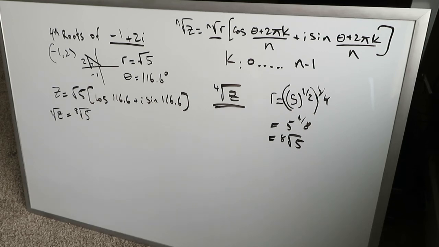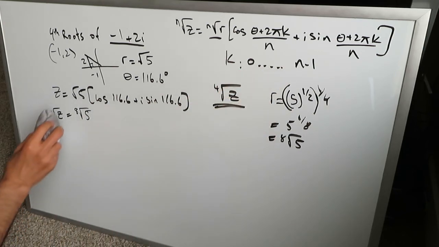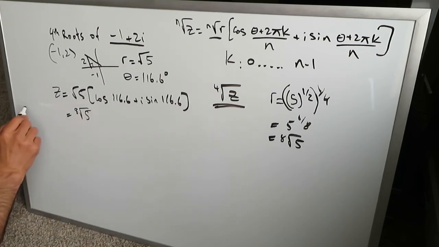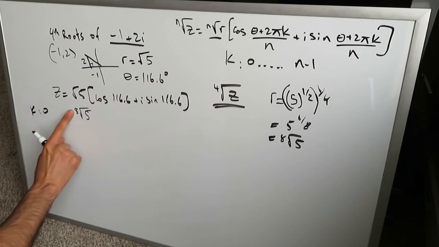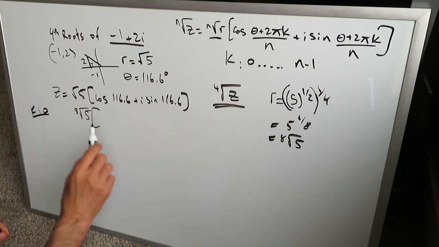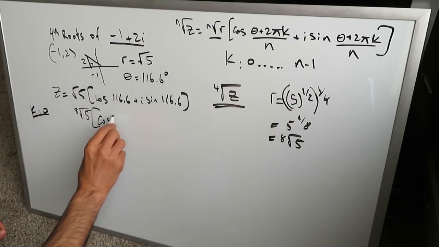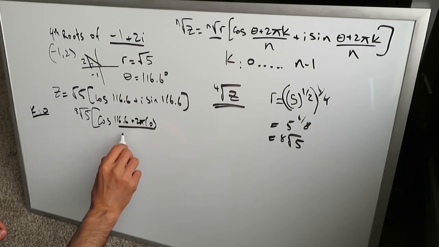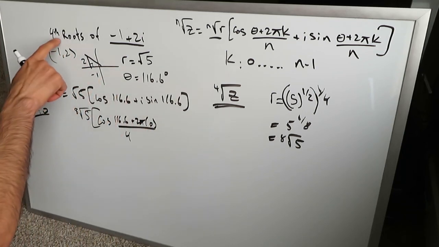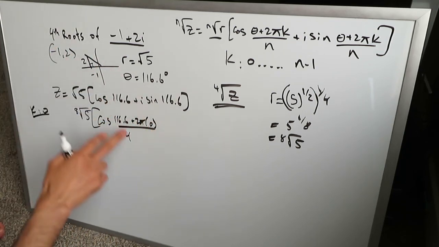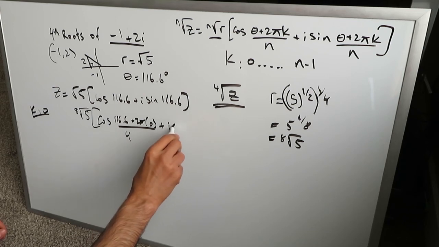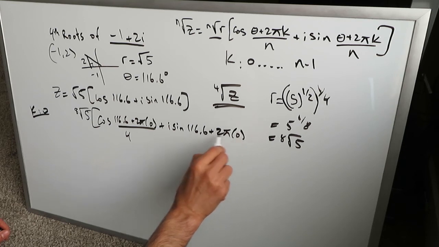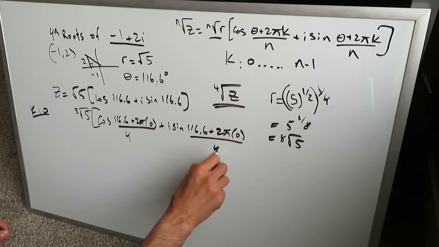Now let's bring in our k values. We know we're going to have 4 independent roots over here. So when the k value is 0, let's start plugging in the stuff. We have cosine of 116.6 plus 2 pi times 0 over n, which is 4. My n value over here is the roots you're determining. Fourth roots means an n of 4. Plus i sine 116.6 plus 2 pi times 0, which is 2 pi k over n, which is 4.